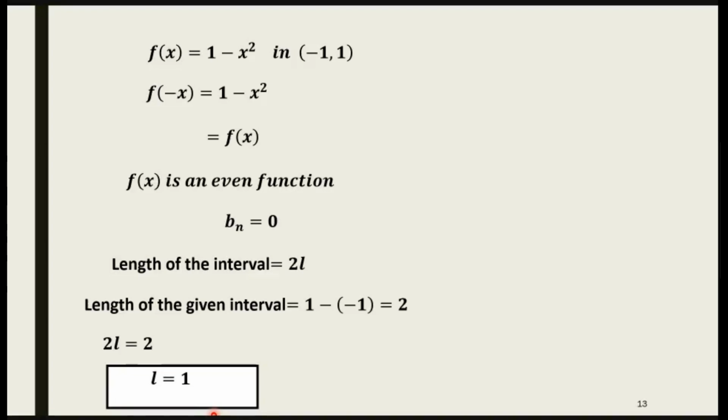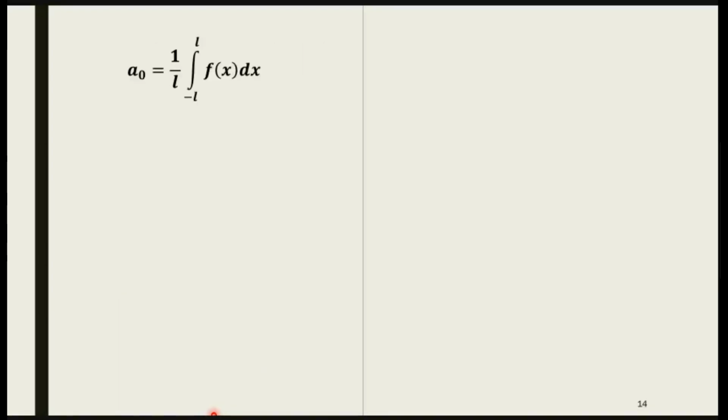So let's check that. The formula will become 2/L because f of x is an even function. Minus L to plus L will become 2 times 0 to L, and L is equal to 1. The function is 1 minus x square. Integrate 1 minus x square. 4/3, 2/3, 4/3.